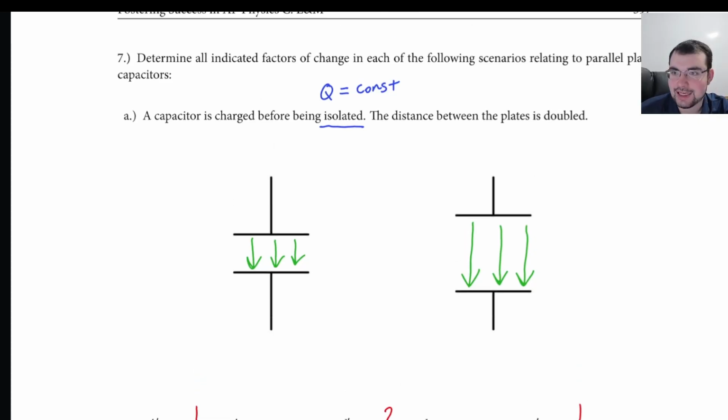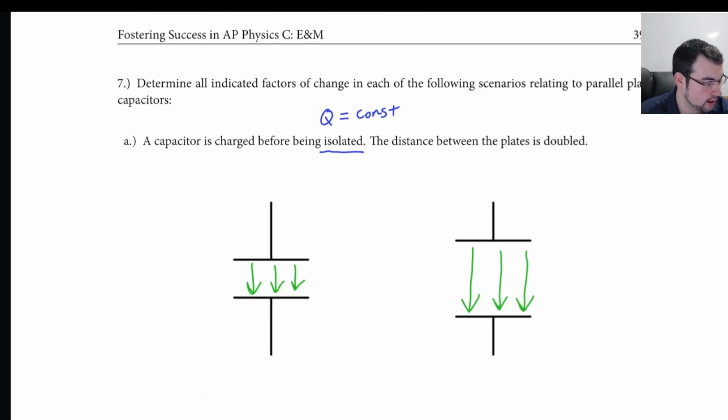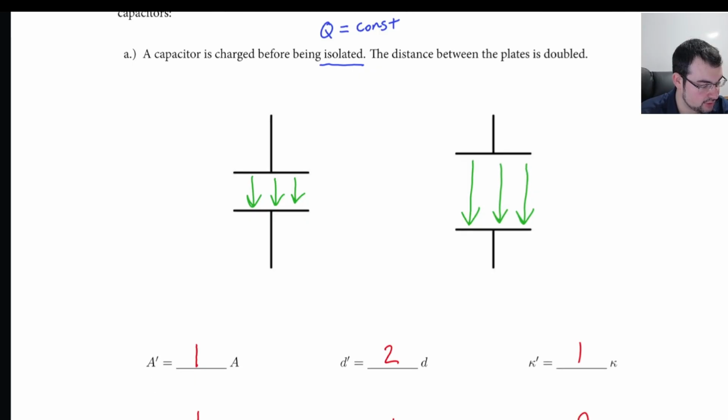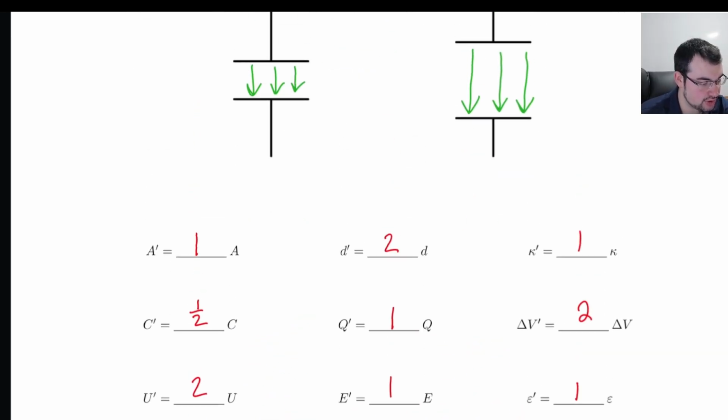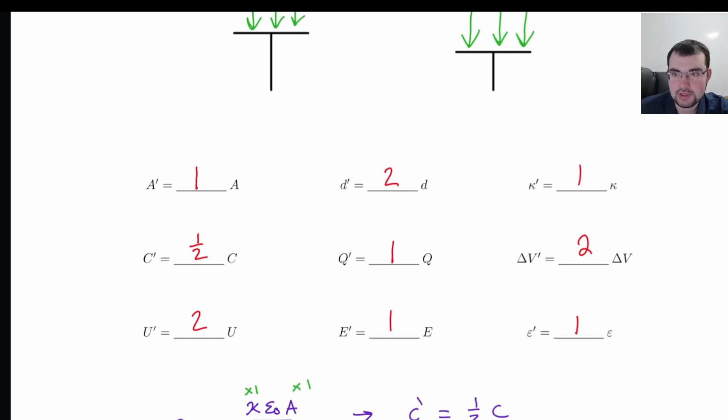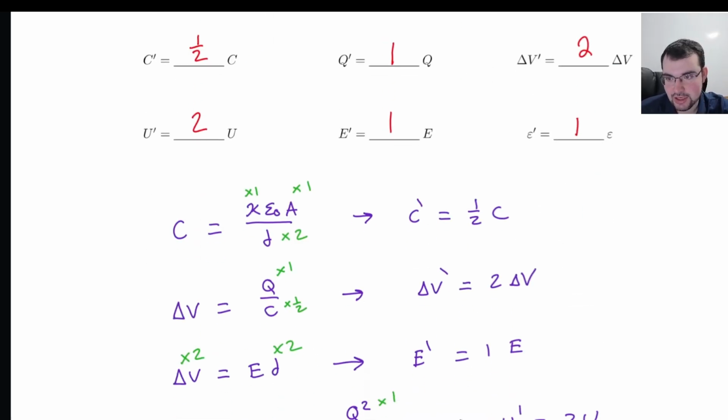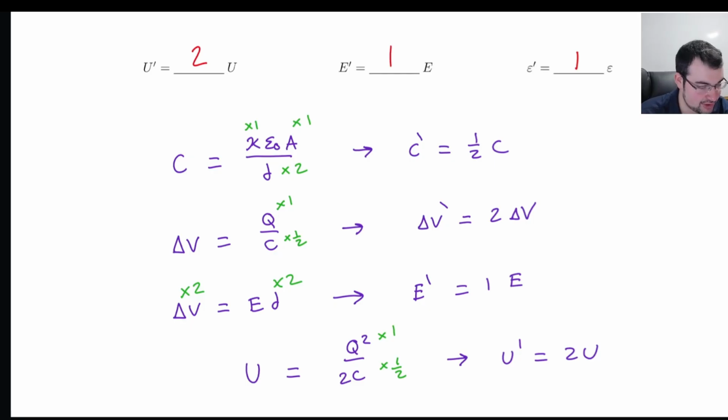And now, of course, you can guess that we are going to do the connected to a battery case. So again, see what's constant and just do your analysis all around that. So Q is constant. I looked at what was directly changed and had to use all these relationships to figure out everything else.